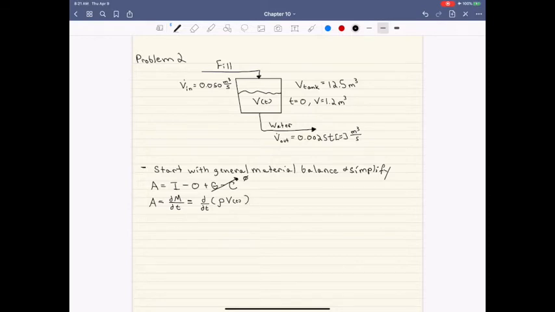Okay. Now, since we're dealing with liquid water and we're not told that there's any giant temperature changes or anything, what we can assume is that our density of the water here is just a constant.